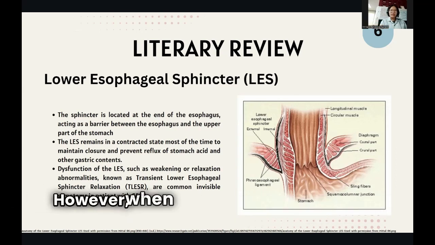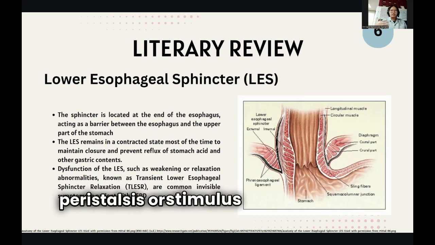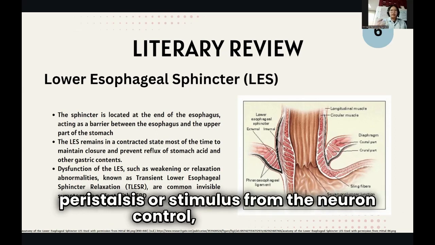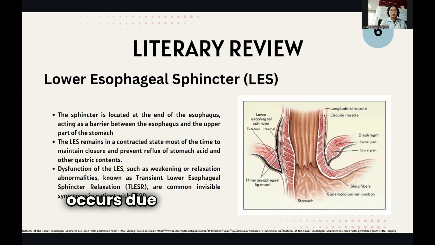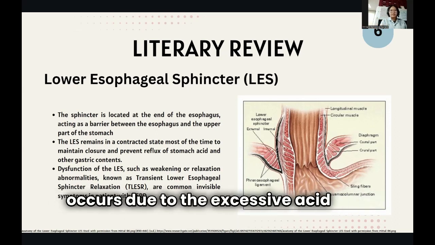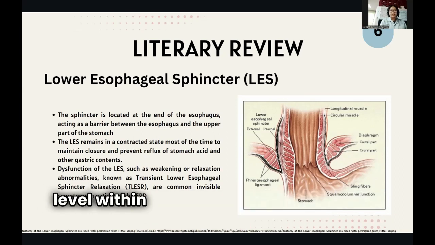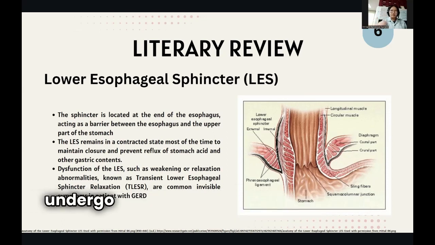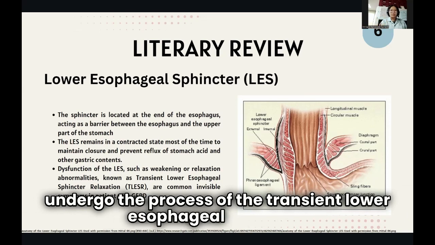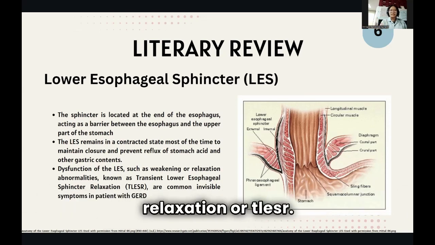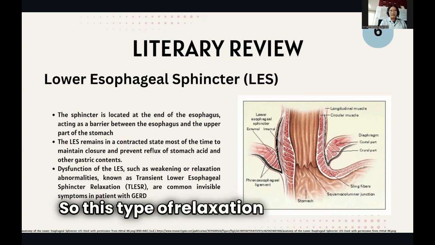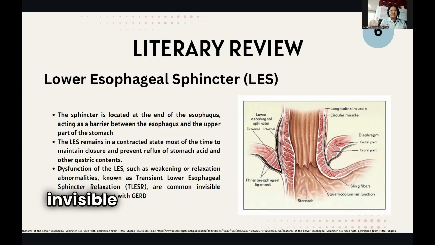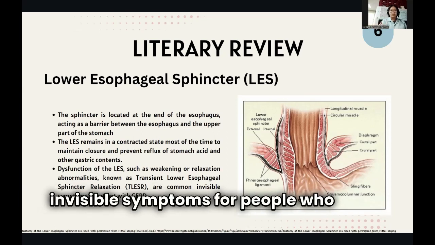The main feature of this sphincter is to contract itself, preventing acid reflux from the stomach up to the esophagus. However, it can relax when not triggered by peristalsis or stimulus from neuron control. This commonly occurs due to excessive acid exceeding the level within the stomach, or even gas from fermented food within the stomach, causing the sphincter to undergo transient lower esophageal sphincter relaxation, or TLESR. This type of relaxation is one of the invisible symptoms for people suffering from GERD.